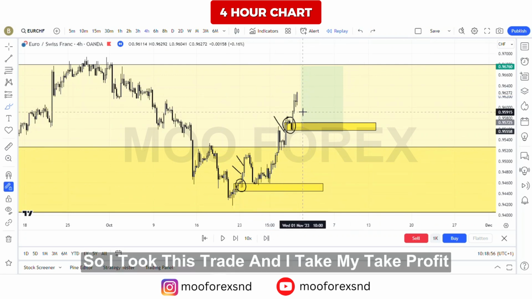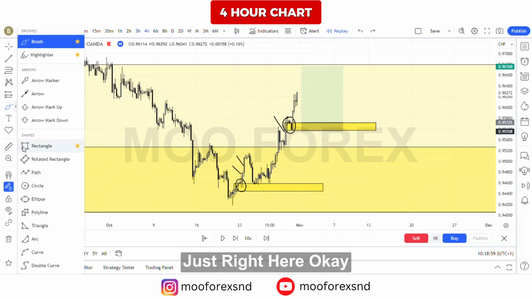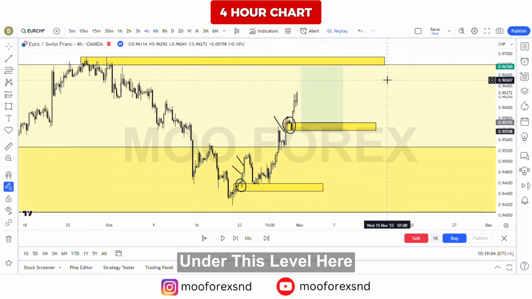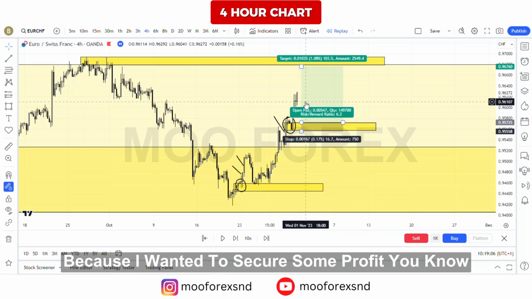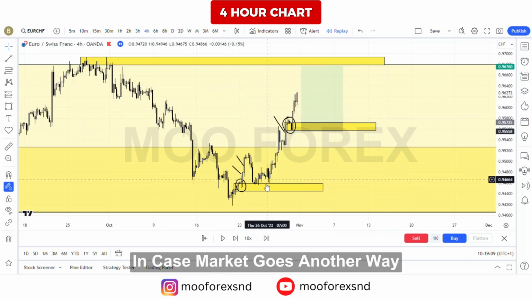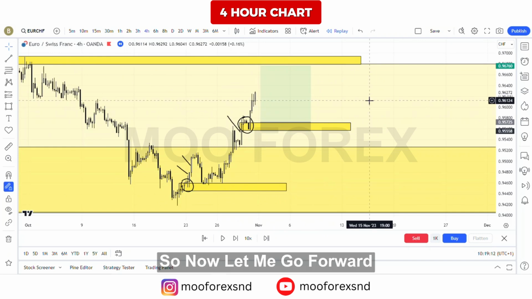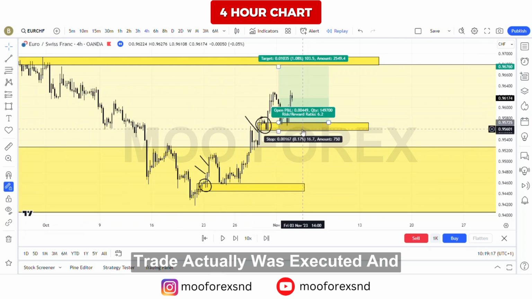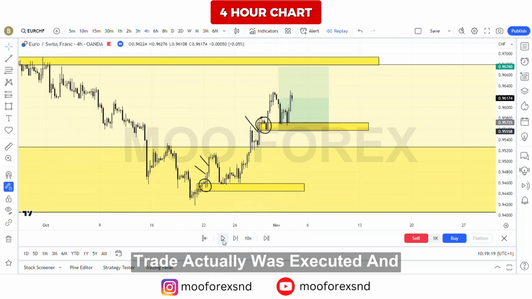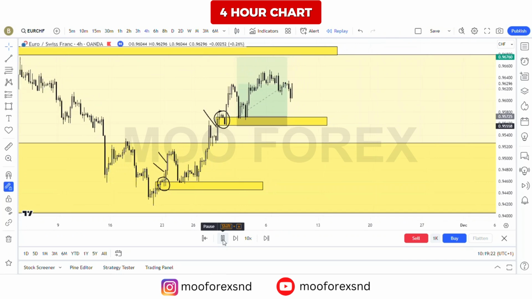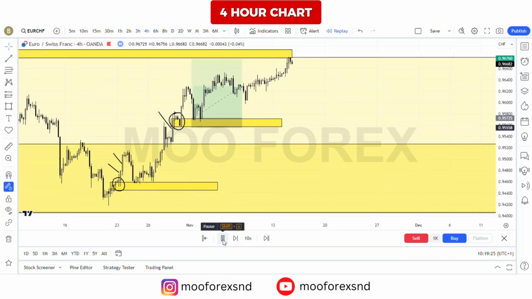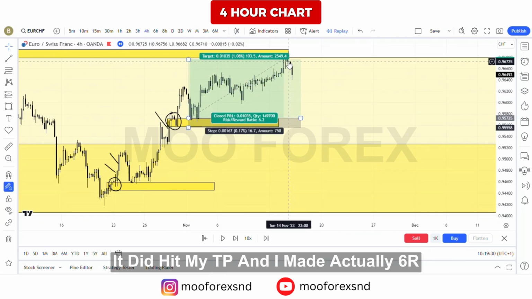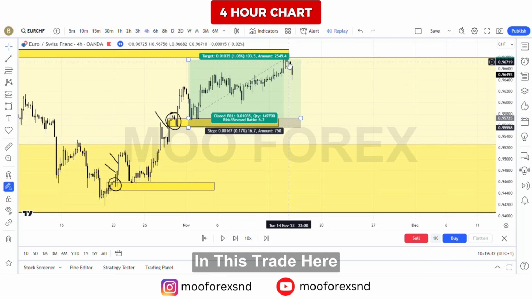So this trade is still running, okay guys. So I took this trade and I put my take profit just right here, under this level here, because I wanted to secure some profit, you know, in case the market goes another way. But this first trade is still running. So now let me go forward, and as you can see, this trade was executed, and it hit my TP. Okay guys, it did hit my TP, and I made 6R in this trade.